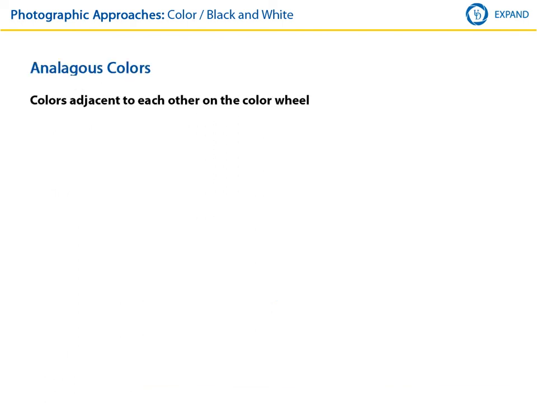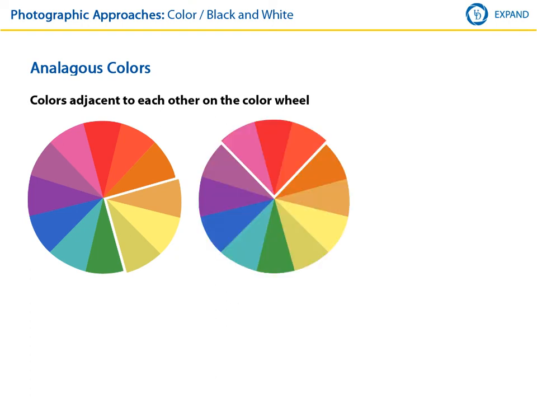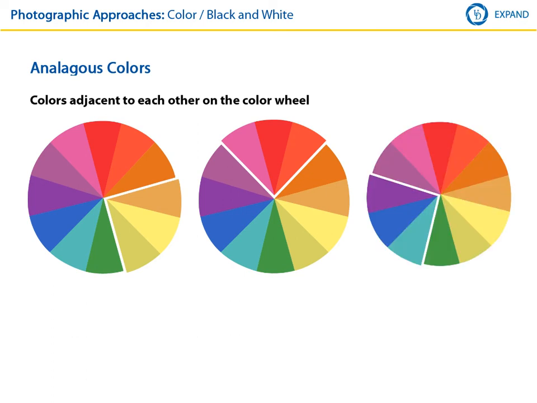An analogous color scheme is made up of colors that are adjacent to each other on the color wheel. For example, adjacent to yellow, we find yellow-green and yellow-orange. Adjacent to red, we find red-orange and red-violet. And finally, adjacent to blue, we find blue-green and blue-violet. Analogous color schemes are often pleasing to the viewer because they are frequently found in our natural environment. When looking for analogous colors, think back to the composition lecture. You may need to search for the proper background.